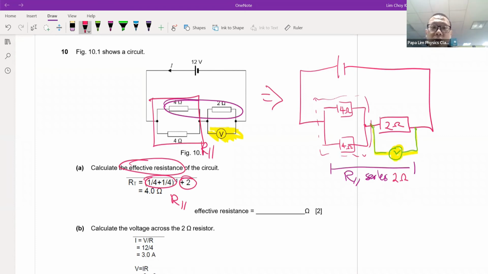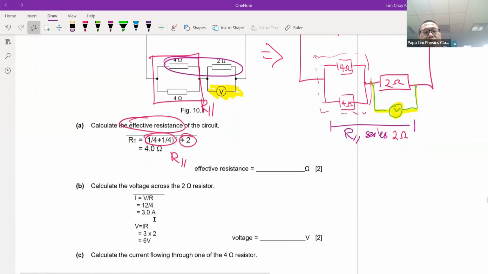Okay, so take note of the circuit arrangement. You don't get tricked. It's actually one pair of parallel circuit only. One pair of parallel resistance only, not 2 pairs. The voltage across 2 ohm. Okay, the voltage across 2 ohm.